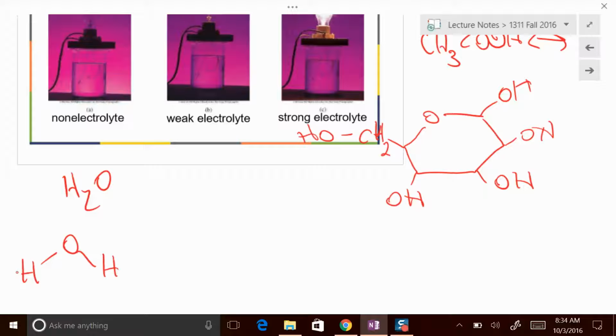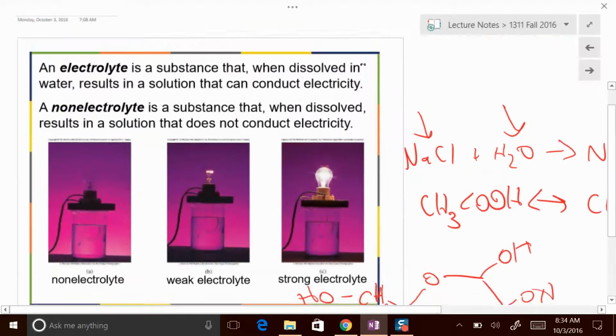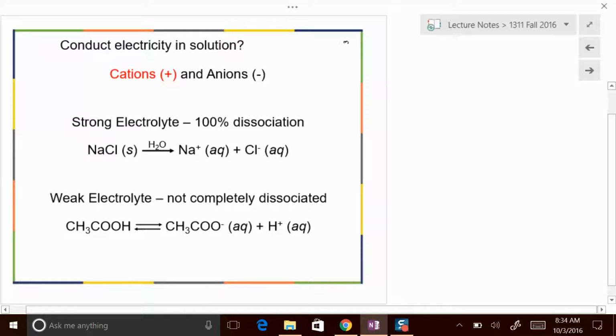But pure water itself is a non-electrolyte. Okay? We don't even see the water sugar solution conducting electricity. If water was an electrolyte, then this would conduct electricity, independent of the sugar, okay? But because sugar and water are both non-electrolytes, it doesn't conduct electricity. Okay. All right.